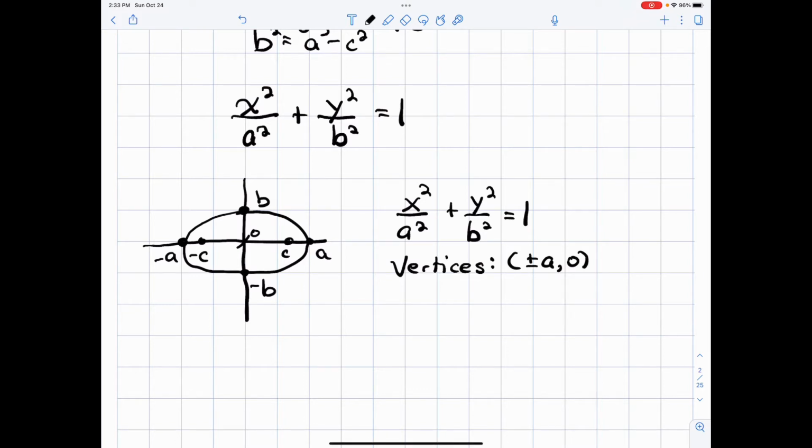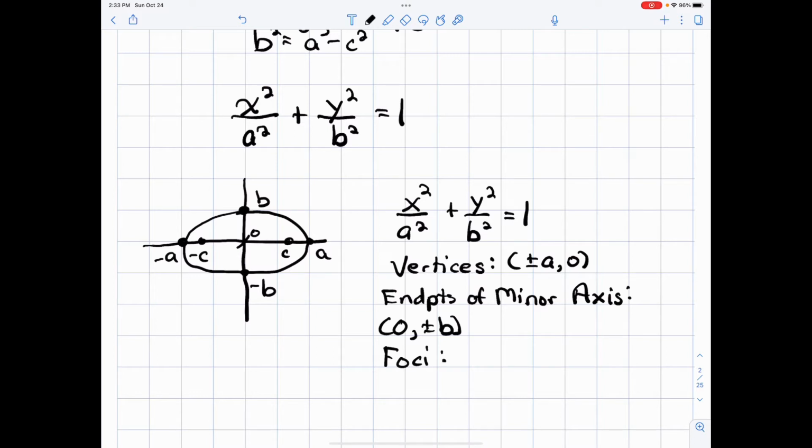The endpoints of the minor axis are at 0, plus or minus b, so 0, b, and 0, negative b. The foci are at plus or minus c, 0, because those are on the major axis. And we know that c squared equals a squared minus b squared, which will be very important as you're working things out. If you don't know the focus, that formula is going to help you out.